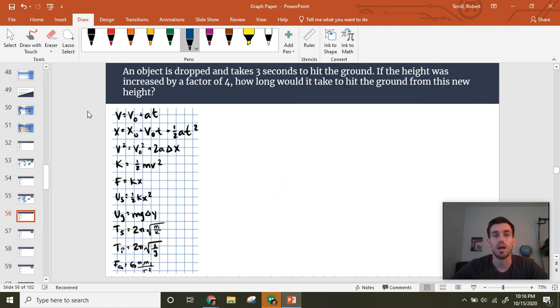Here's our new problem. Objects being dropped, taking 3 seconds to hit the ground. If the height's increased by a factor of 4, how long is it going to take to hit the ground now? All right, go ahead. You have 90 seconds.